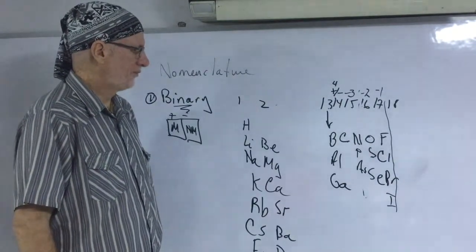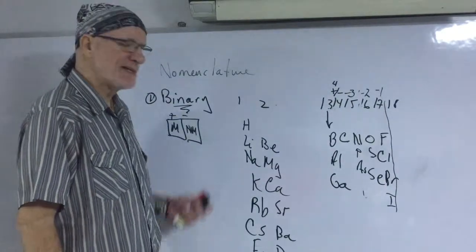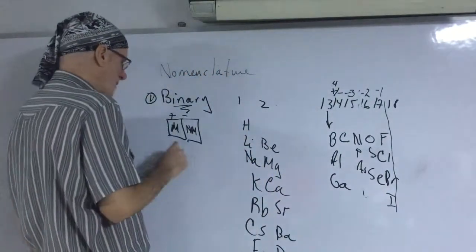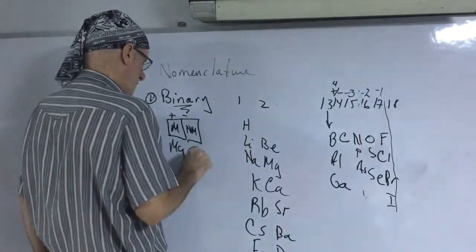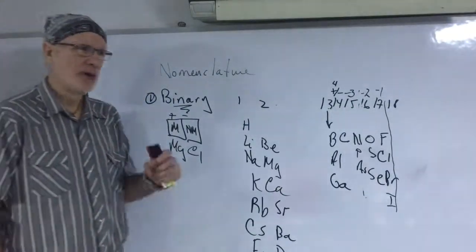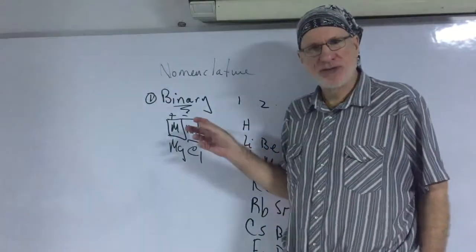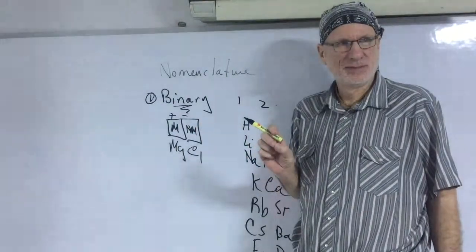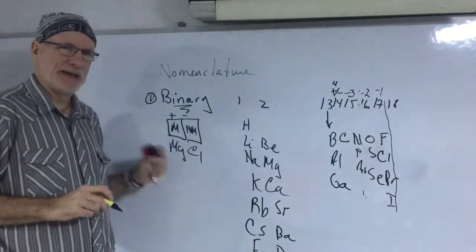Okay, now, so let's say I bond magnesium and chlorine. What's the formula? Now, the rule that I may not have said to you, the net charge of any compound has to be 0. It has to be 0. Okay? So, how many of each am I going to need to get it to 0?